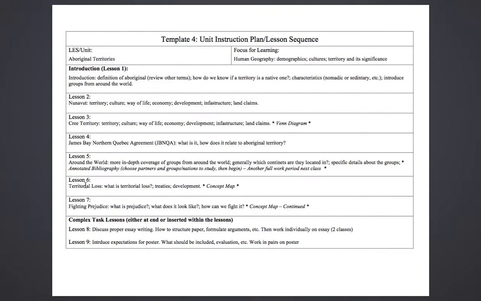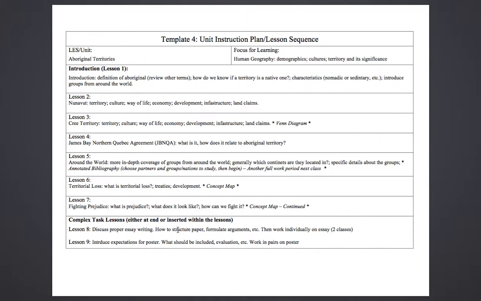Lesson 6 will all be about territorial loss. What is territorial loss? We'll talk about treaties and more about development. And they'll start their concept maps to show me they understand those relationships, which again was an enabling task. And lesson 7 is all about fighting prejudice. We're going to spend a whole class talking about prejudices and stereotypes, and some ways we can work to unlearn those.